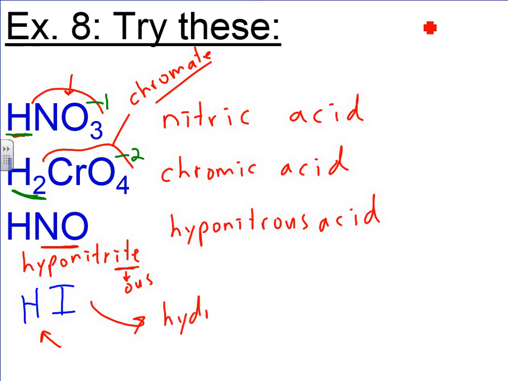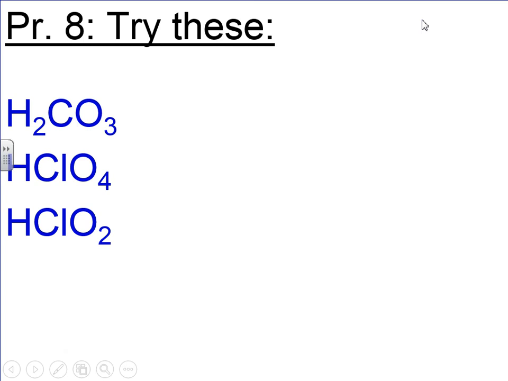And then you've got iodine, so you've got iodic, hydroiodic. It's all spelled together. So let's make it a small I. Hydroiodic, and then put acid at the end. So you have hydroiodic acid. Hopefully not too bad. Go ahead and try three on your own. All these are oxyacids.